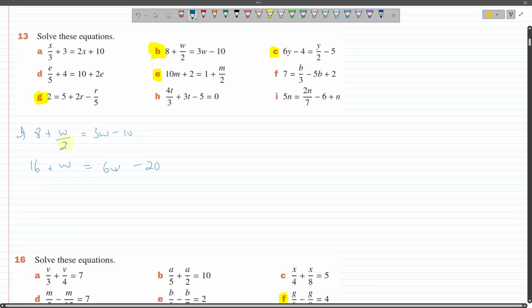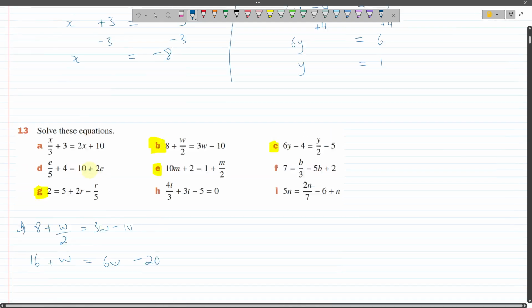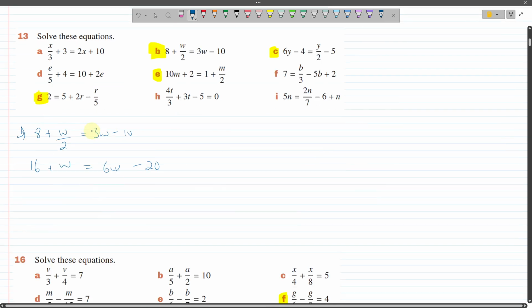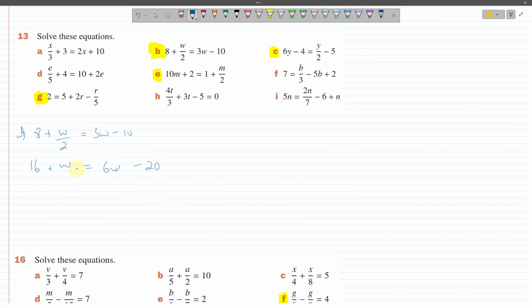Okay, so when we applied what I just taught, you end up getting something like this. Over here, we have a W and a W. I can do minus W and minus W as long as you add a minus W. So if you do minus W here and a minus W there, note I subtracted W from both sides. And the result, 16, is equal to 6W minus W, which is 5W minus 20.